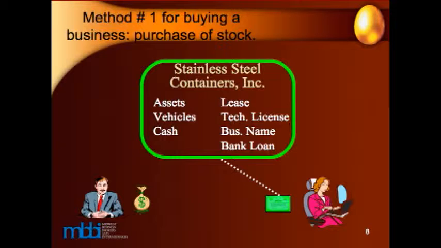As part of the deal, Marcus, as Brenda's attorney, will insist that all of the board of directors of Stainless Steel Container resign, as well as the officers. So since Brenda now owns all of the stock in the company, she can elect the board of directors, who will elect the officers, and therefore she'll be in control of the company. That's method number 1, sale of stock.